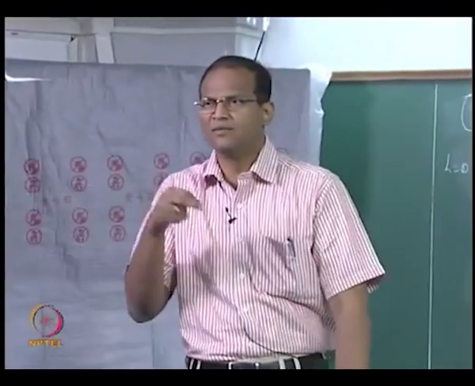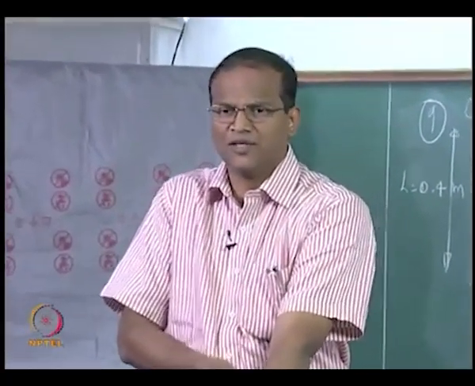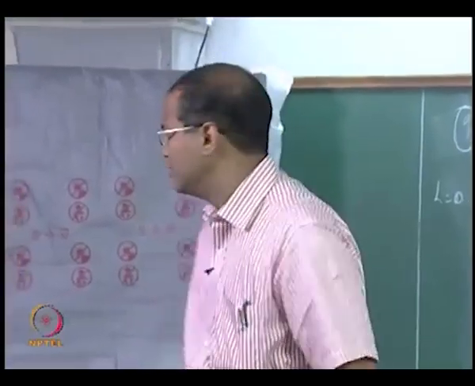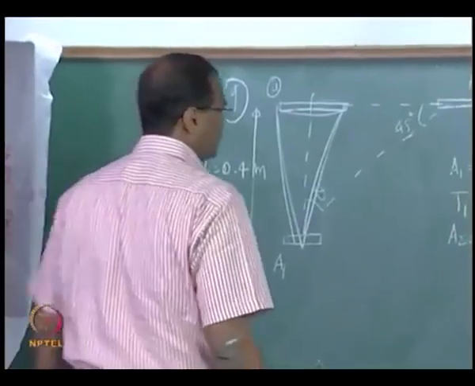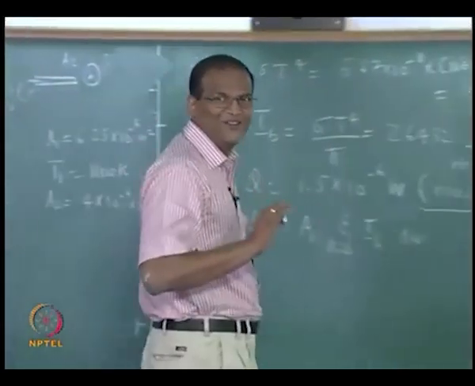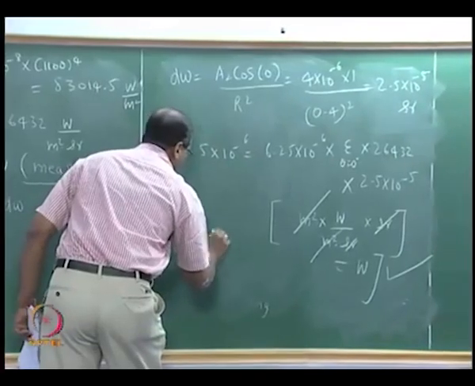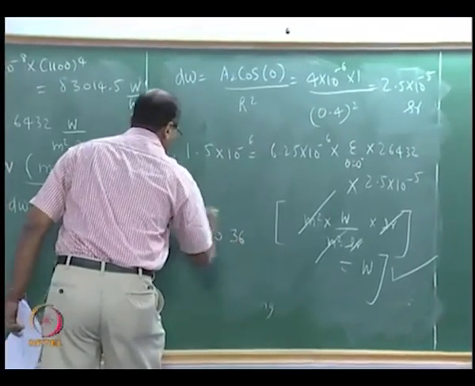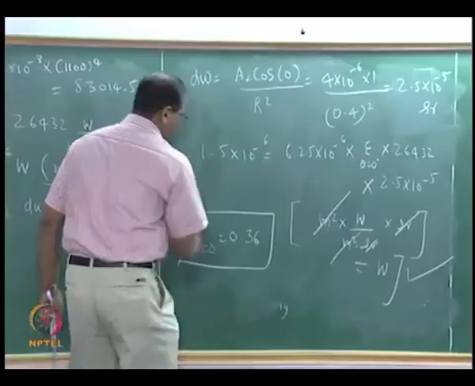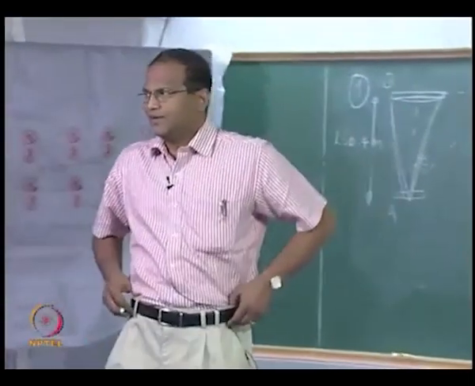Okay, I am just checking whether I am making some mistake. It is a good practice to check from the dimensions and the units. I hope I did not give a problem where epsilon is greater than 1. So the normal emissivity is 0.36. We got a decent answer, so it's fine.